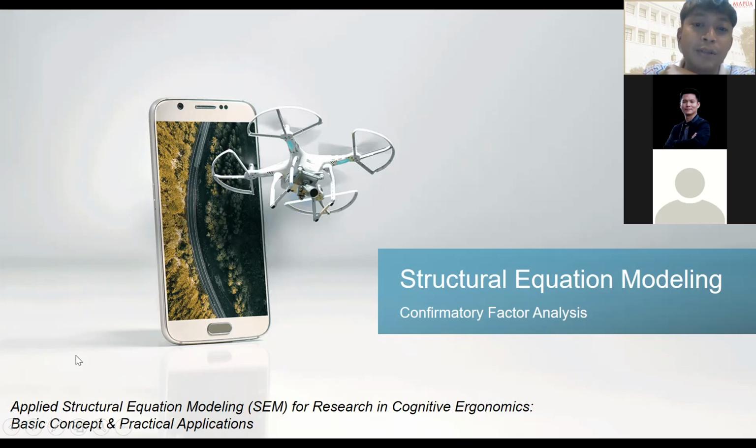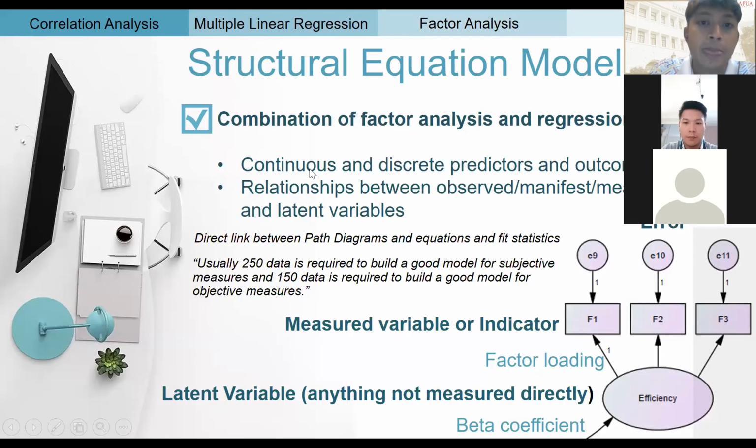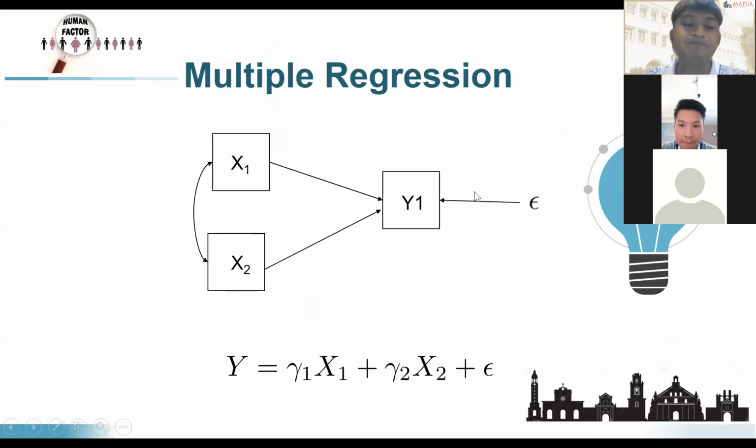So now we call it SEM or confirmatory factor analysis. Some people say that SEM is actually a combination of factor analysis and multiple linear regression. Forget about this picture first. Let's go back to the concept, the story. Remember, the multiple linear regression is something like this, right?